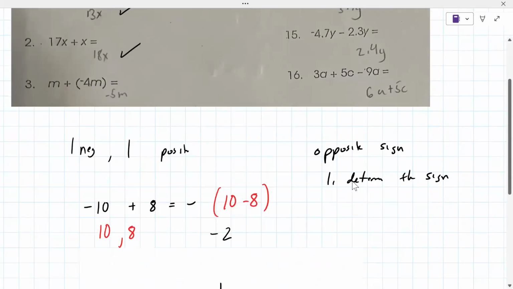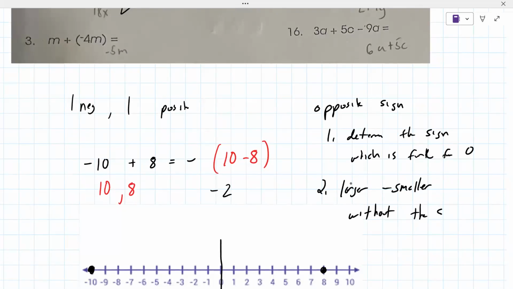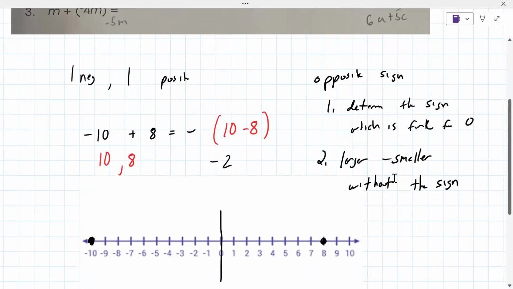You determine the sign based on which is further from zero. And then you take the larger and subtract the smaller without the sign. Okay. The larger subtract the smaller without the sign. So let's take a look at another.